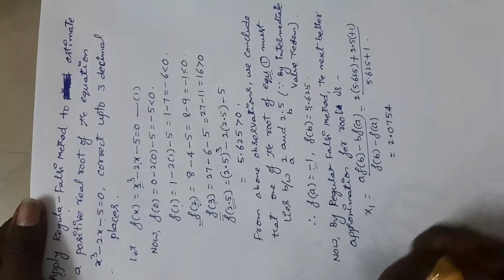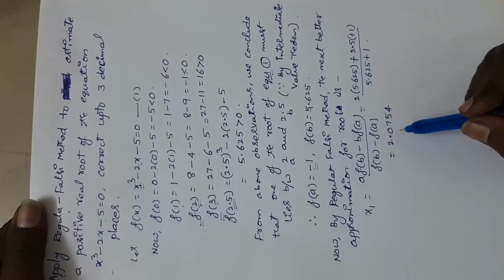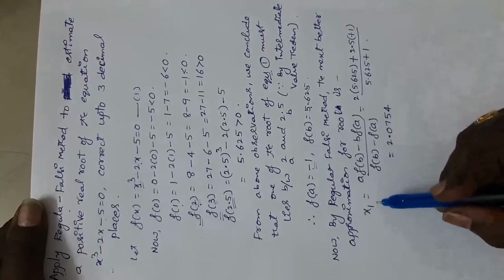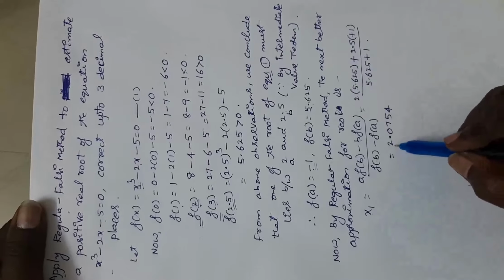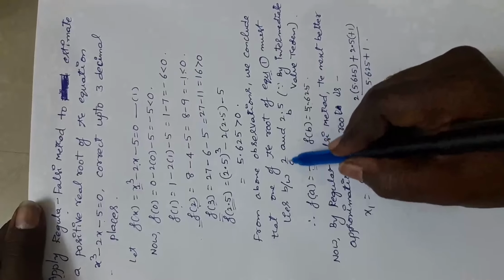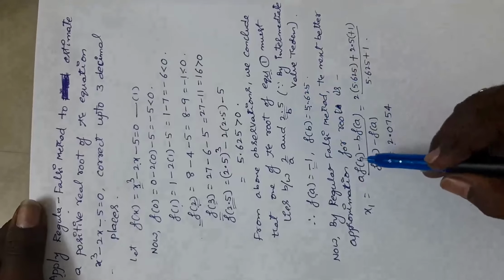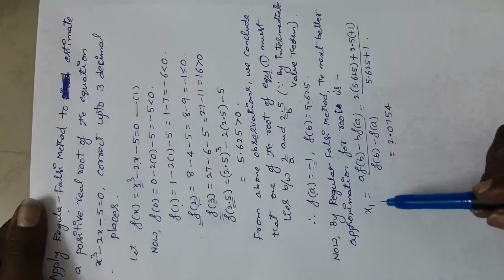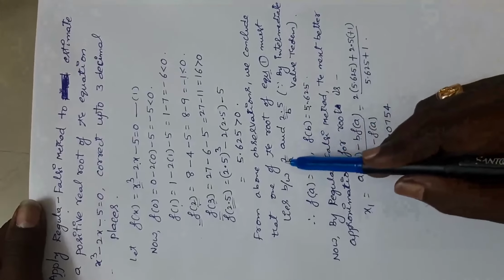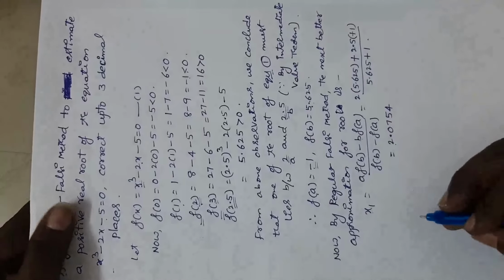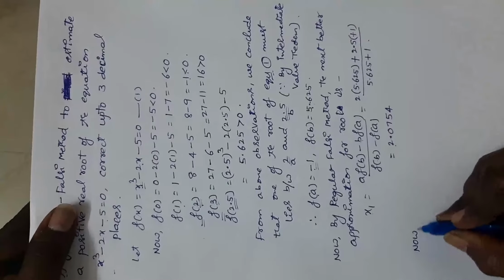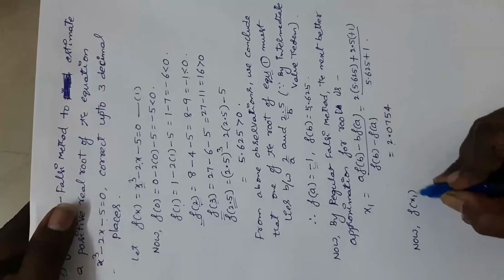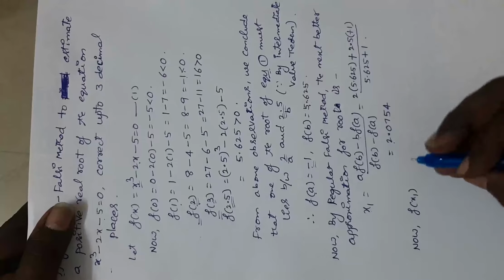And one more important thing is the value of x1 should lie between 2 and 2.5 only, because initially we said that the required root lies between 2 and 2.5 only. That's why the x1 value should lie between 2 and 2.5. It is important. Now calculate f of x1.